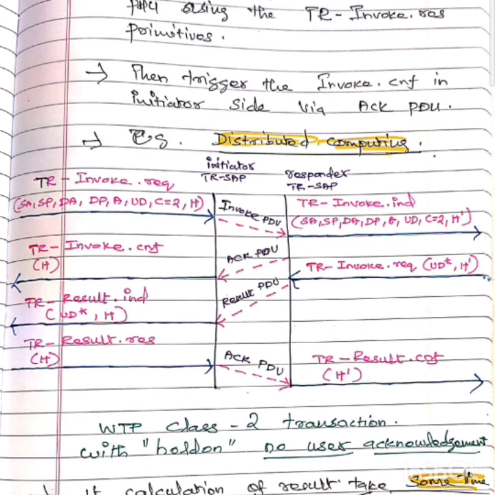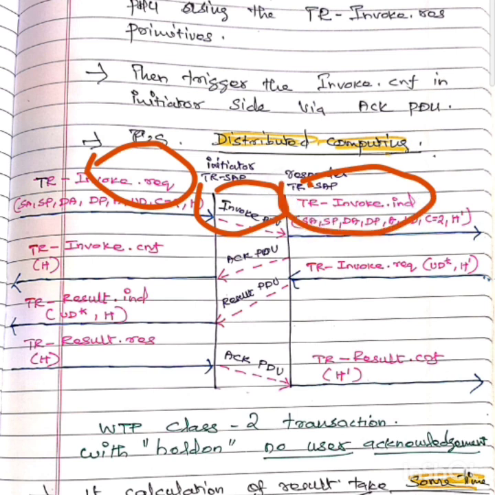After timeout, the responder automatically generates an acknowledgement. See the diagram. It generates the request, the invoke PDU. On the responder side, it indicates the request. It takes some time to process the request. If timeout happens, what will happen? Again the sender sends the invoke PDU. So to avoid this, you can use the hold on method.